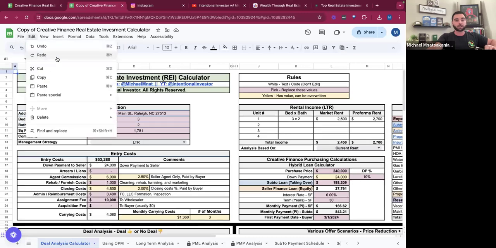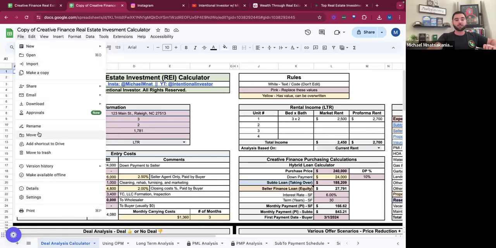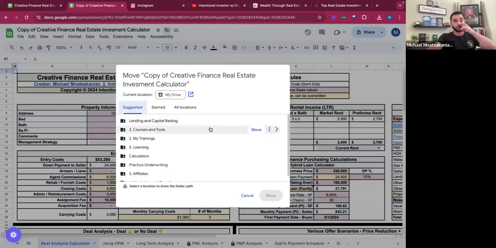And then the first thing you're always going to do is go to File. Once you make a copy, you want to move it to wherever makes sense for you.